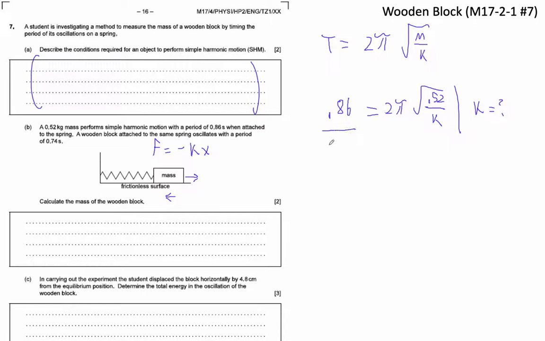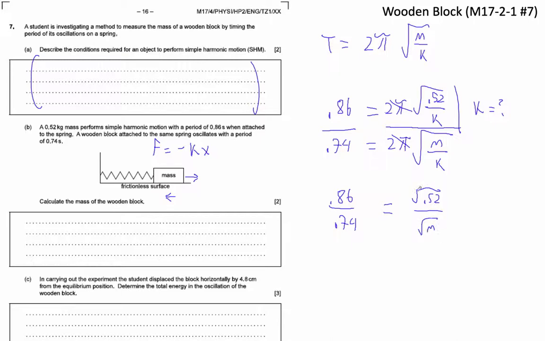And then in the second instance, 0.74 equals 2 pi square root of some other mass divided by k. Now, you don't know k and you don't know this mass, but you can divide this side by this side, and the 2 pi's go the way of the bison. You get 0.86 over 0.74 is equal to the square root of 0.52 over the square root of m. And you can solve that using algebra. So that'll give you a mass.